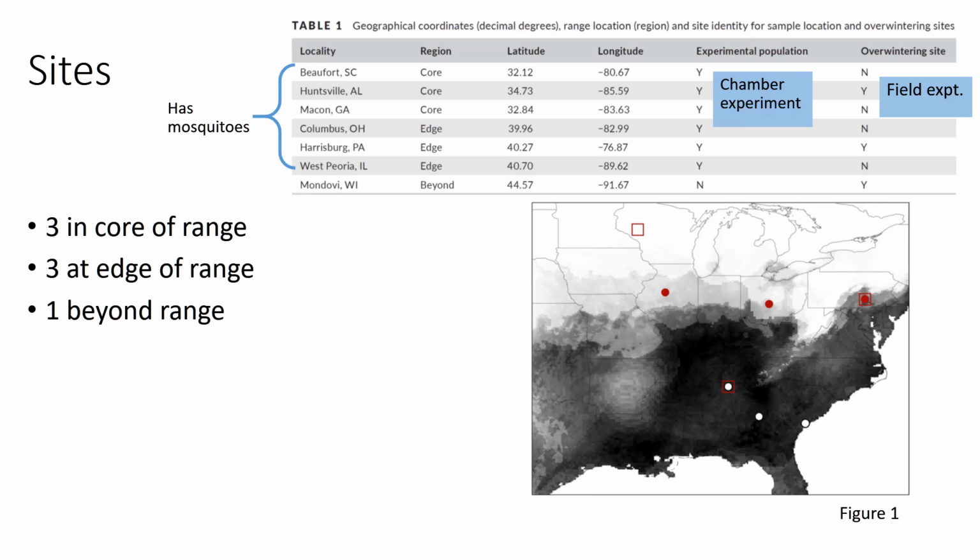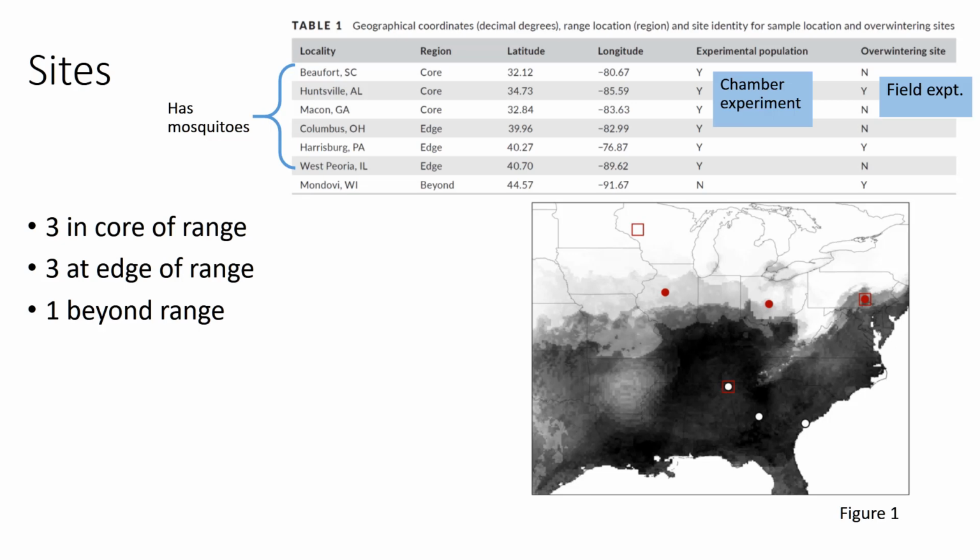In this second to the last column here, the experimental population, the yes here means that they collected mosquitoes from those sites and they're going to use those mosquitoes for chamber experiments and also for aspects of the field experiments. The final column, the overwintering site, indicates the populations where they actually performed the field experiment by itself, just that one population or that one test.